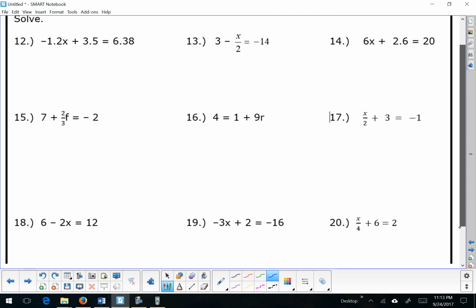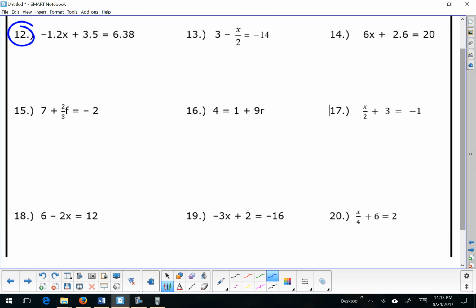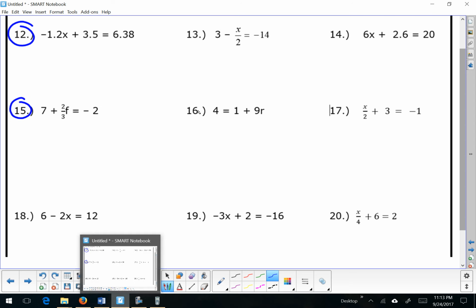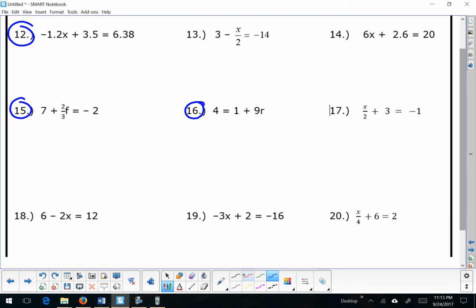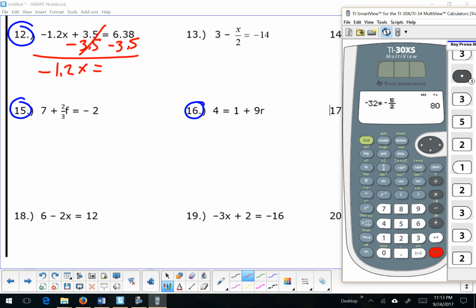Alright, let's take a look at this last section. Now I'm not going to solve all of these, but I think I'll start with 12. Maybe I'll do 15. And maybe I'll do 16. Alright, let's give these a go. So locate my variable, clear my constant, which happens to be a decimal number this time. So negative 1.2x equals, so let's use our calculator, clear this last problem out.